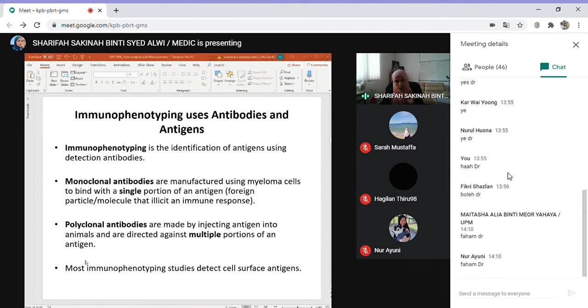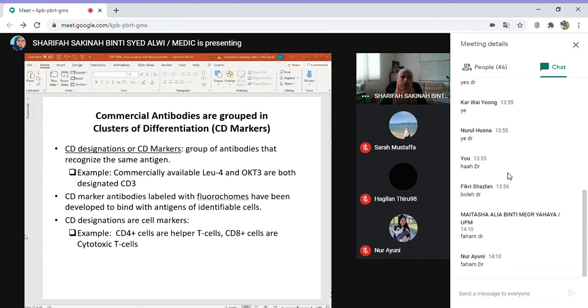However, whenever you want to start doing your project, it is very important you identify what types of antibody that you want to use, and what types of protein of interest yang you nak. By then only you know what type of antibody can be used. So commercial antibodies are grouped in clusters of differentiation. This is what we call CD markers. So it acts as a marker.